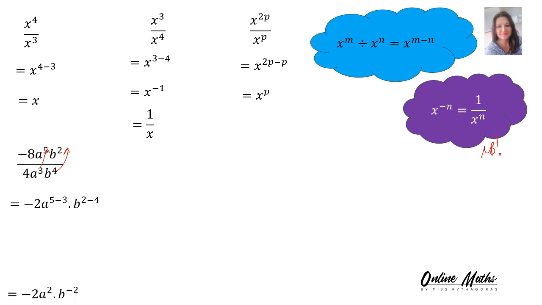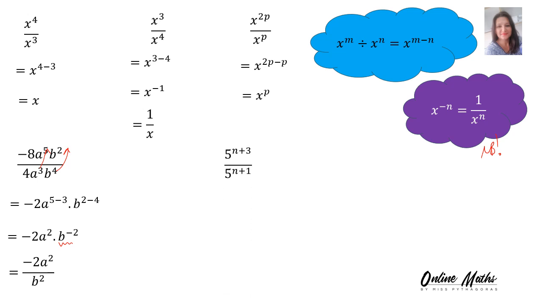And then when we just complete the sum, it's negative 2a squared times b to the negative 2. Then your problem is the negative exponent, and we make it positive by taking it down, and when we bring it down, the exponent sign will become positive. So the final answer is negative 2a squared over b squared.